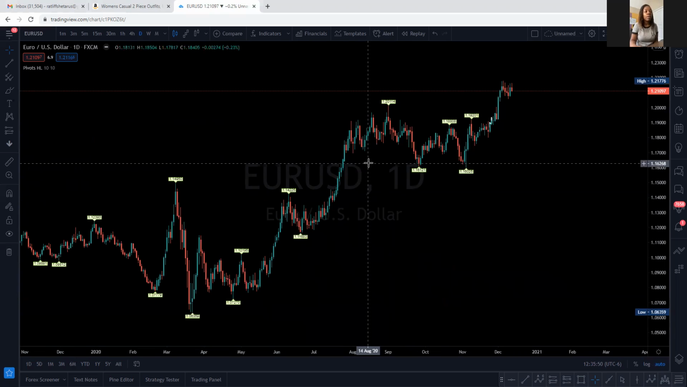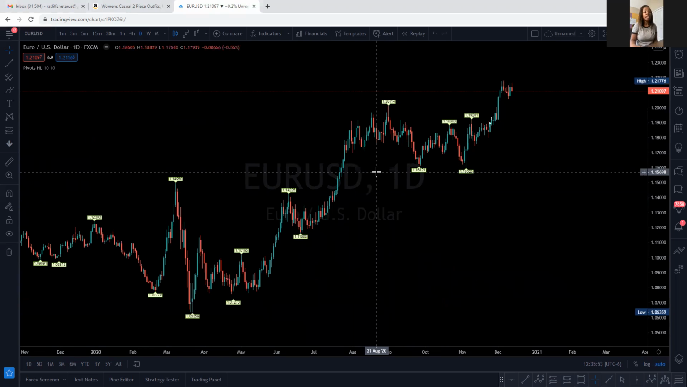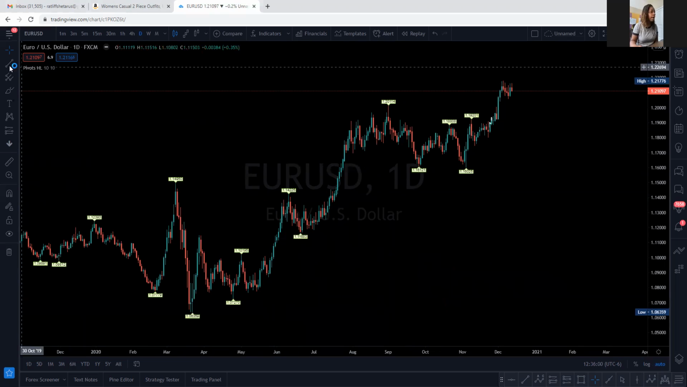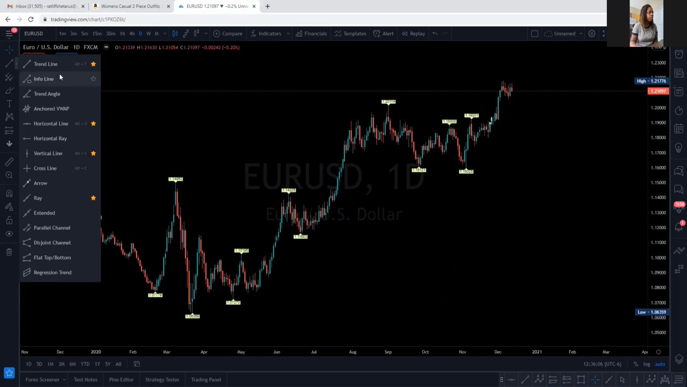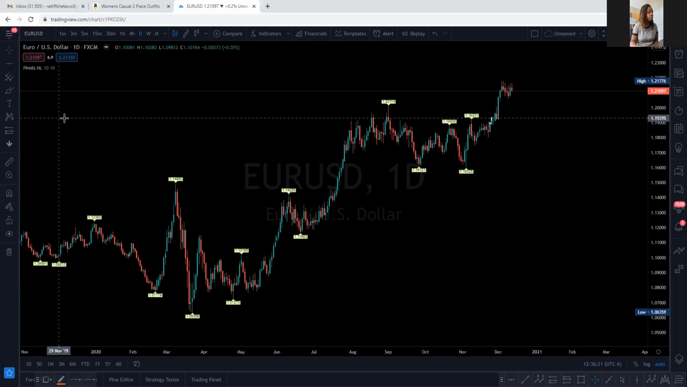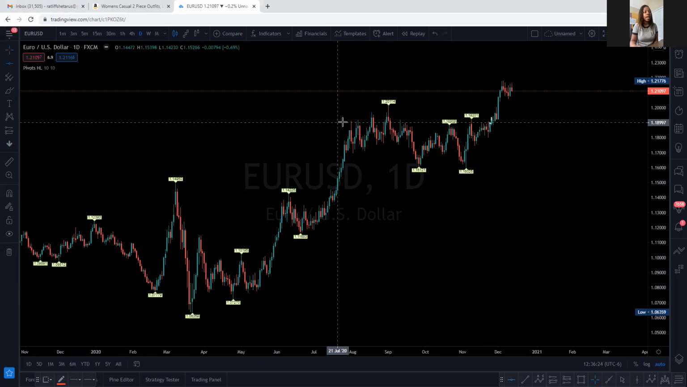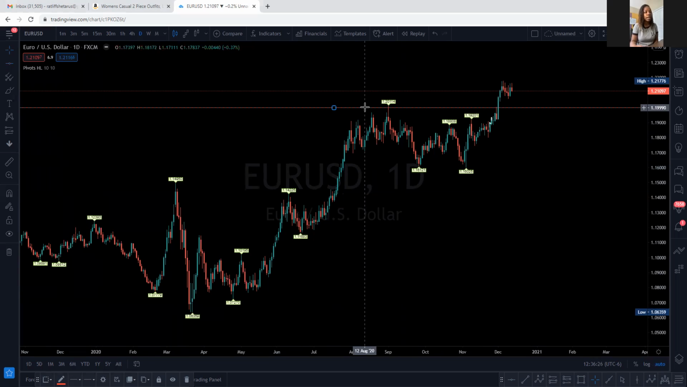But right now, what we want to do is find our support. Support is like your floor, where price can bounce on and bounce off, and bounce on and bounce off. For our daily, go to the left-hand side, the second one up on the left, and go down to horizontal line. This is Alt H on your keyboard, or you can click on horizontal line and click on your screen to place it.